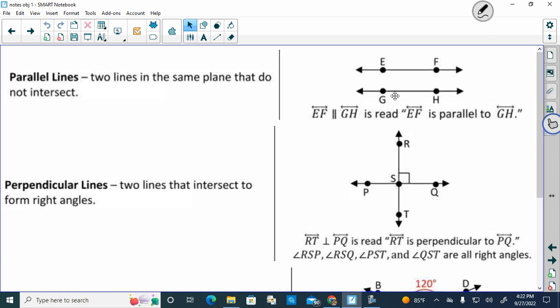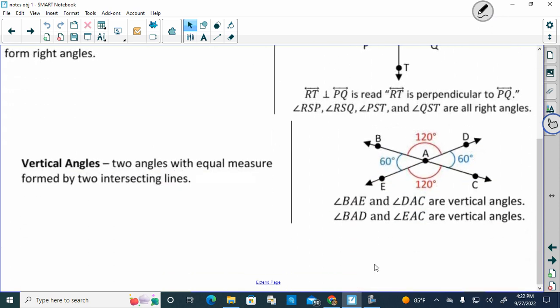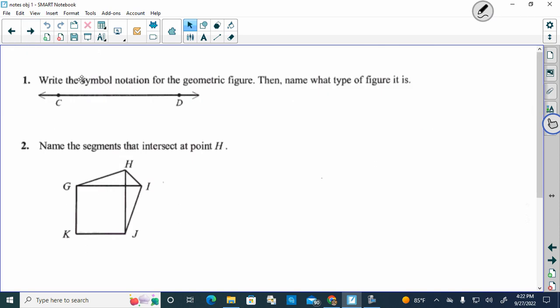Parallel lines, okay, so example and what the notation looks like, and then perpendicular lines, drawing, and what the notations look like. Vertical angles, okay, and then example over here, and then which ones are the vertical ones. Okay, and then this is an actual problem set that I'm going to hand out to you when you are done writing all the vocab. So once you get all that vocab, raise your hand, and then I will give you this paper, which will go through these examples here.